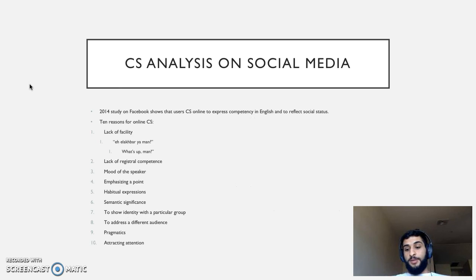So what does this all mean? Essentially, it means that for me, code switching is just basically someone talking in his or her natural state. So it's just whatever makes you feel comfortable. Although some people use it to learn, some people use it to reflect social status, like people on social media, or to express competency. It just always ties back to how the person feels comfortable using code switching.